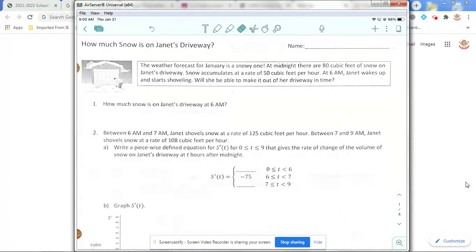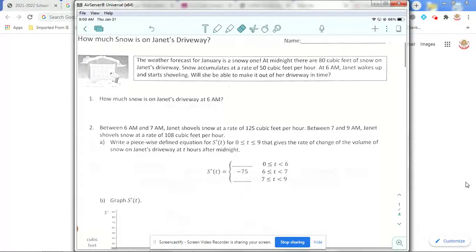All right. So on this activity, the question is how much snow is on Janet's driveway? The weather forecast for January is a snowy one. At midnight, there are 80 cubic feet of snow on Janet's driveway. Snow accumulates at a rate of 50 cubic feet per hour. At 6 a.m., Janet wakes up and starts shoveling. Will she be able to make it out of her driveway in time?